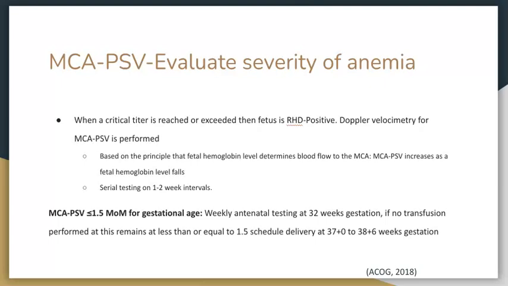Now for a value of less than 1.5, you would want to have antenatal testing at 32 weeks gestation. And if no transfusion is performed on the fetus at this point, and it remains less than or equal to 1.5, then generally a delivery is scheduled at 37 and 0 days to 38 and 6 days gestation.